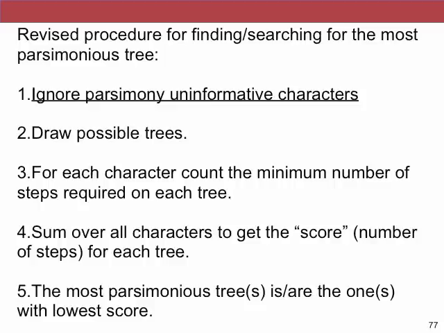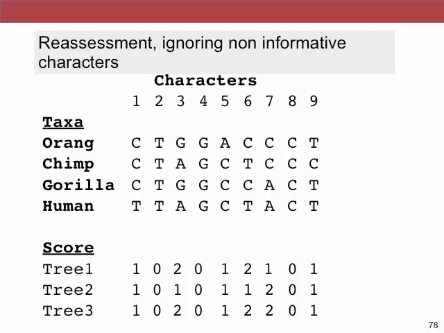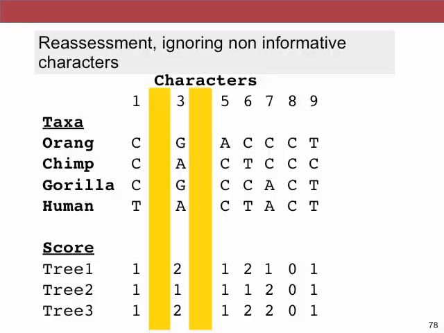So we can modify the protocol that I outlined at the beginning for inferring phylogenies by adding a step. Don't do the phylogenetic analysis until you throw away the uninformative characters. You're just going to waste your time if you don't do that.